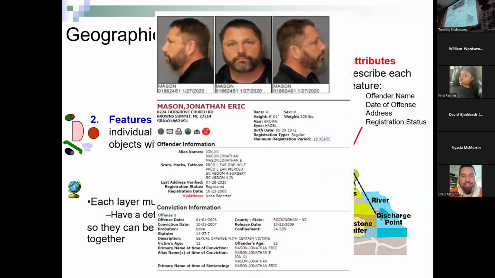And so when we look at a sex offender, this is one that lives over near me. What's the information about a sex offender that we want to know? All right, what's their release date? What was the offense date? What was the statute?